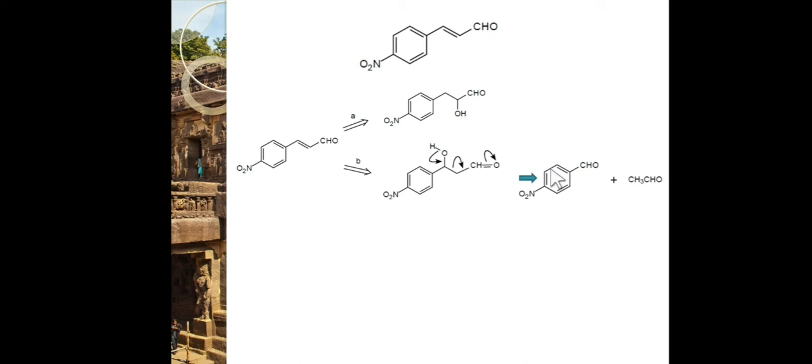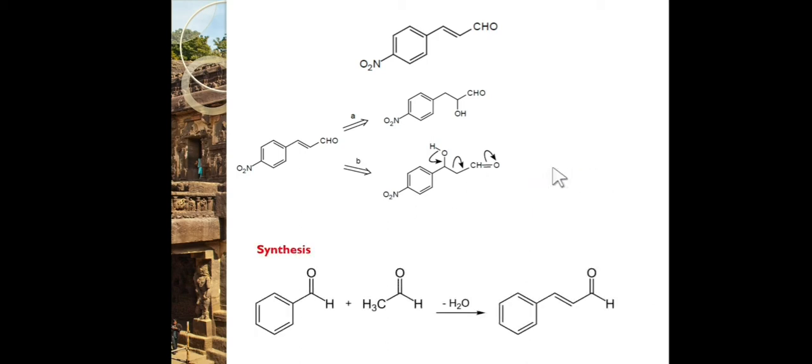Now let's see the synthesis of this molecule. The synthesis is very simple. If we have benzaldehyde and acetaldehyde, then we can use a base which will abstract the proton from this alpha carbon and will attack over here. We get the beta hydroxy carbonyl compound. On dehydration, it will give us the alpha beta unsaturated compound, that is our target molecule. Okay, friends, let's discuss another example.